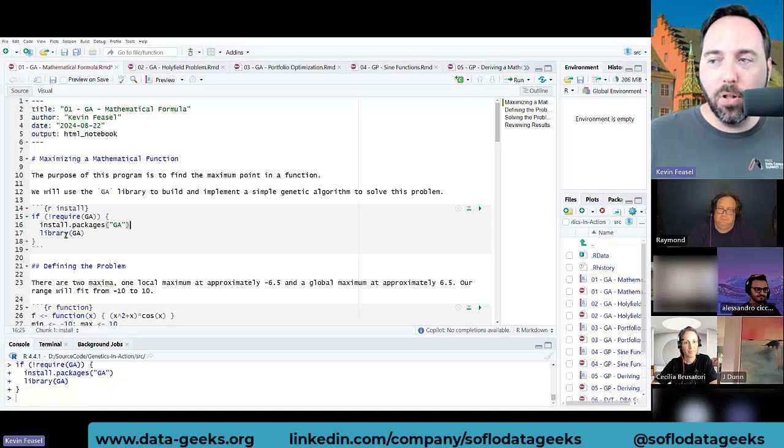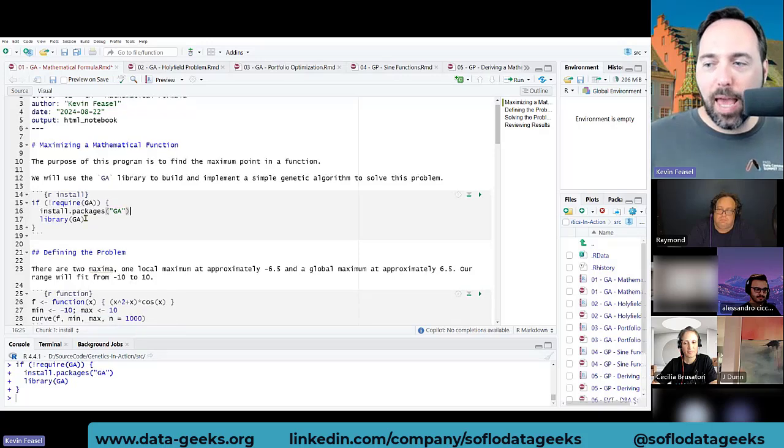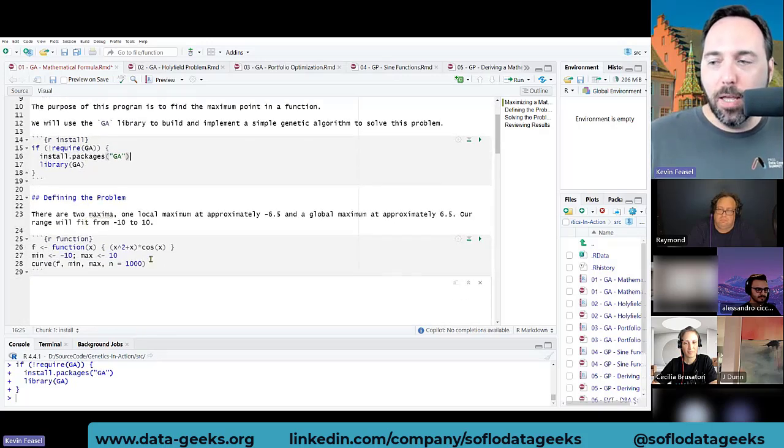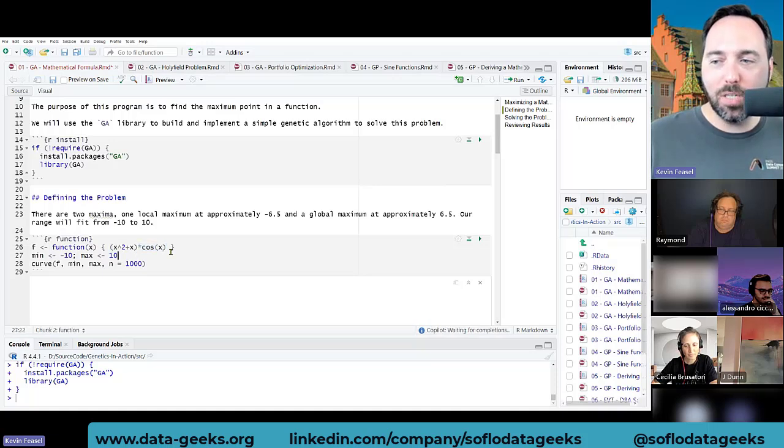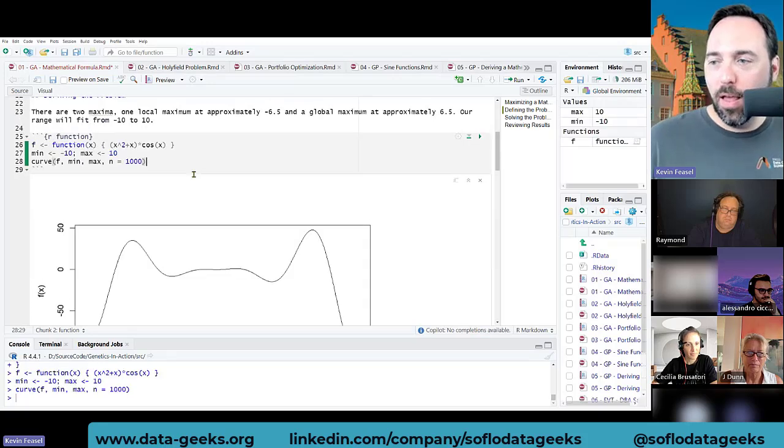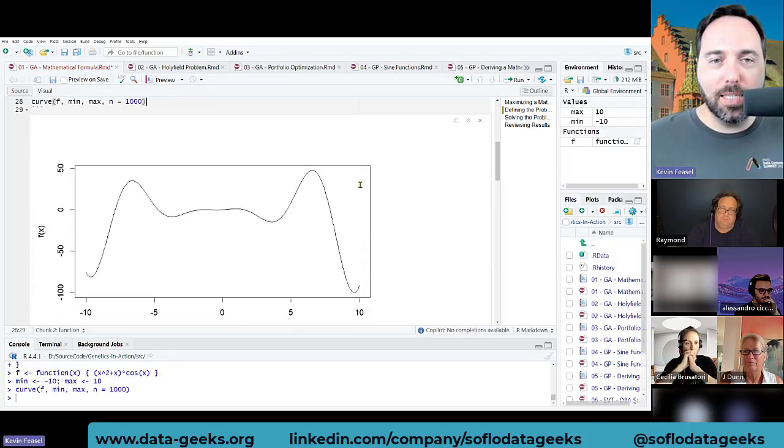But I'm pulling in this GA library and saying, I have a function. I am defining this, and it will be the quantity x squared plus x, and I'm going to multiply by the cosine of x. And I'll show you a range from -10 to +10. And I want to show 1,000 points along that range. So draw it as a curve. And what we get is something that looks like this.